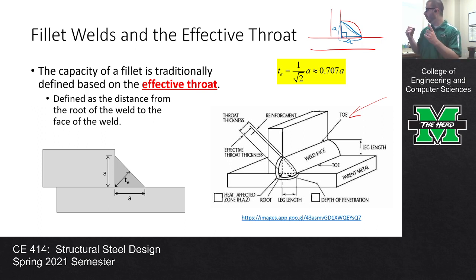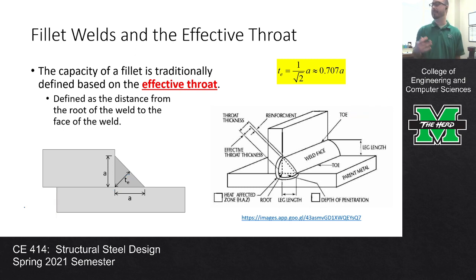Now, one of the dimensions that we kind of need to focus on is this dimension called the effective throat. So looking down here, if I have a fillet weld that's, let's say, A, the size is A, so it's like a 1/4 inch fillet weld or a 5/16 inch fillet weld or what have you, the effective throat is the distance from the root of the weld to the face of the weld. So we're talking about this dimension right here, that root to the face. That is one of the most important dimensions in terms of assessing the weld's capacity, the dimension called the effective throat.